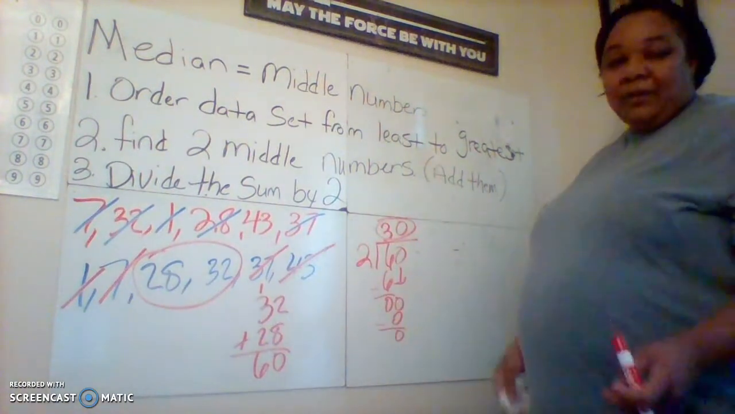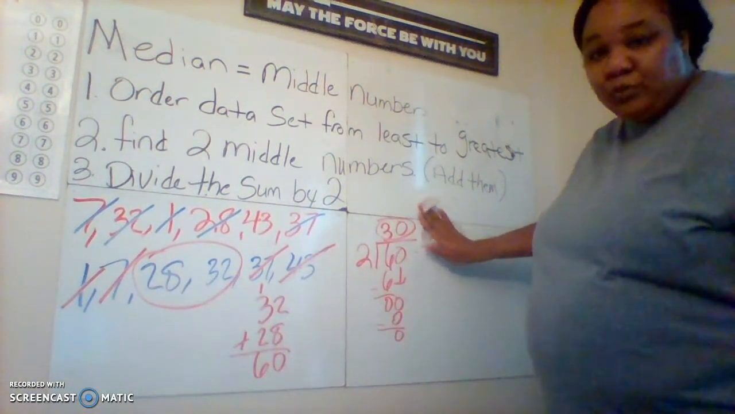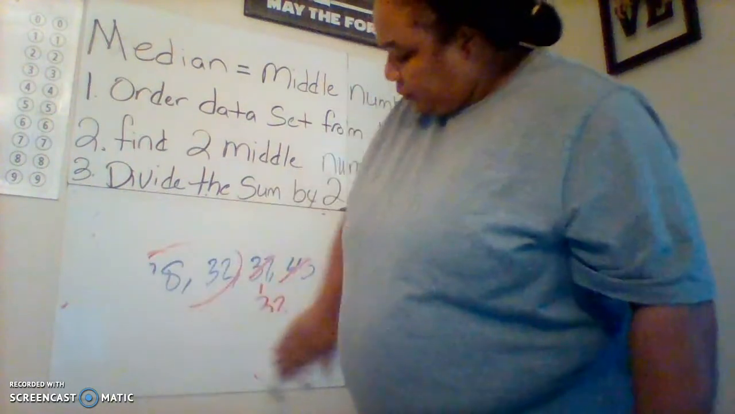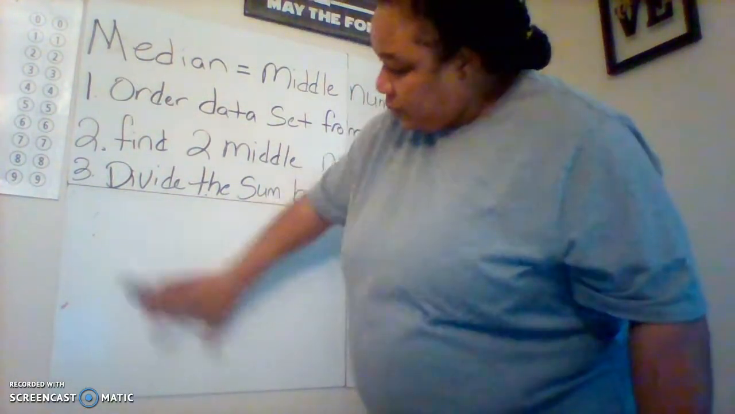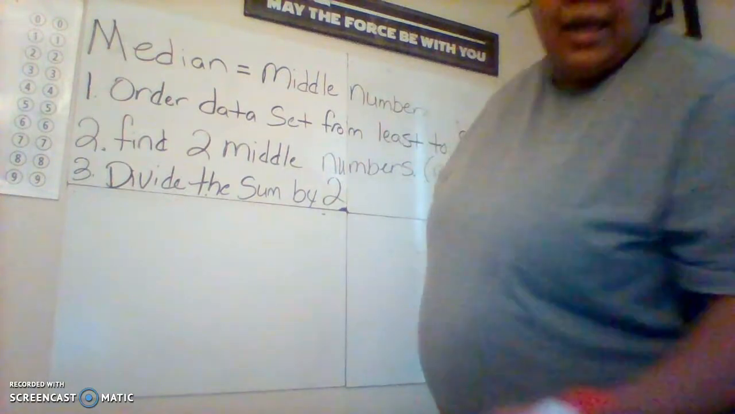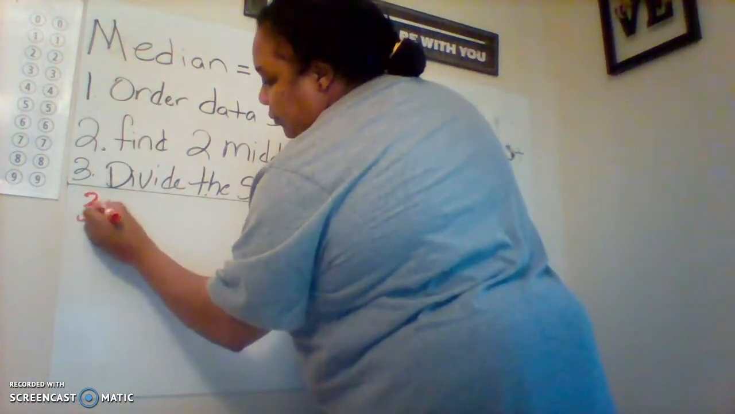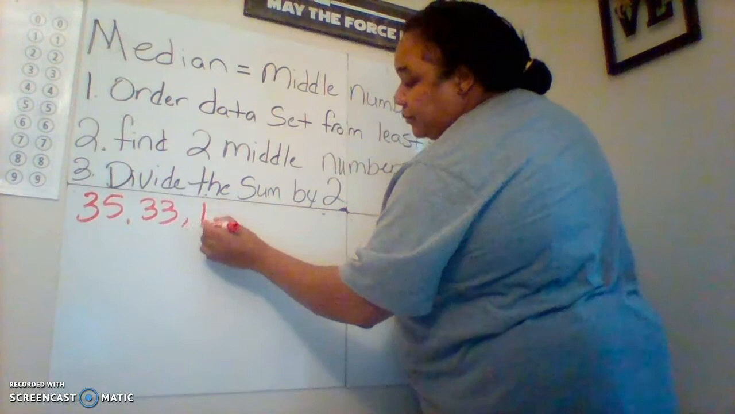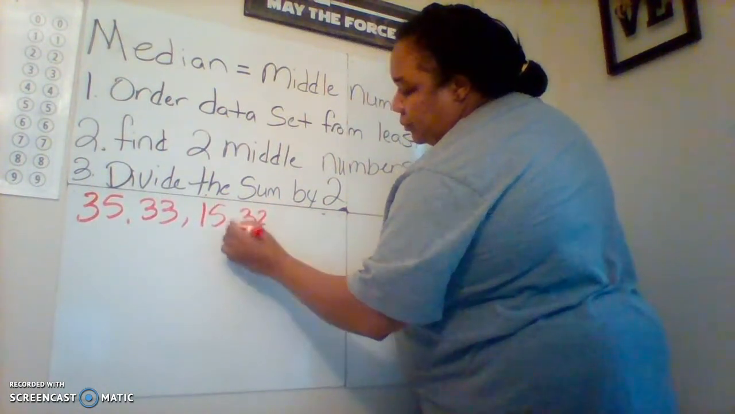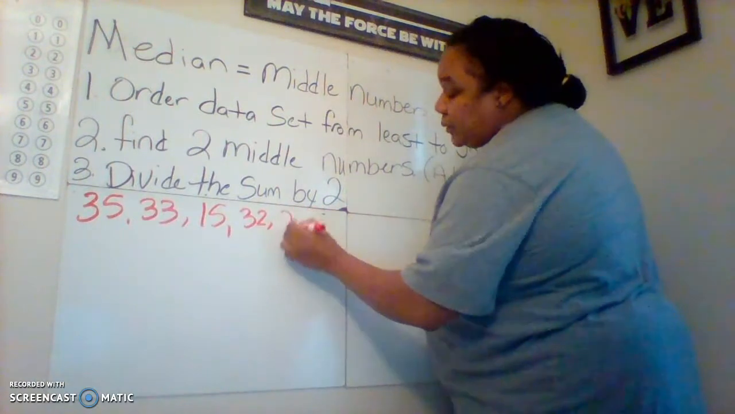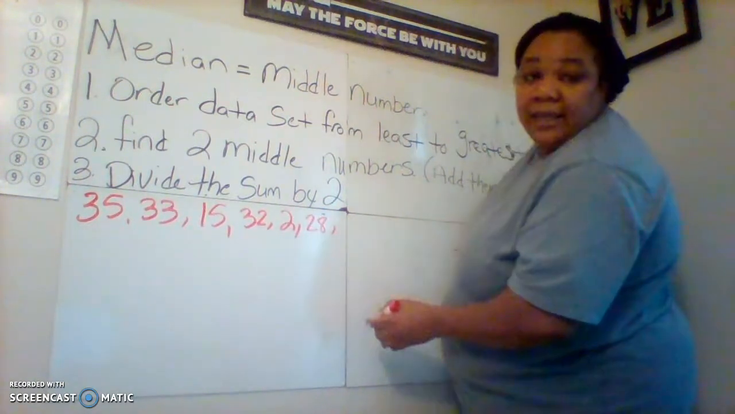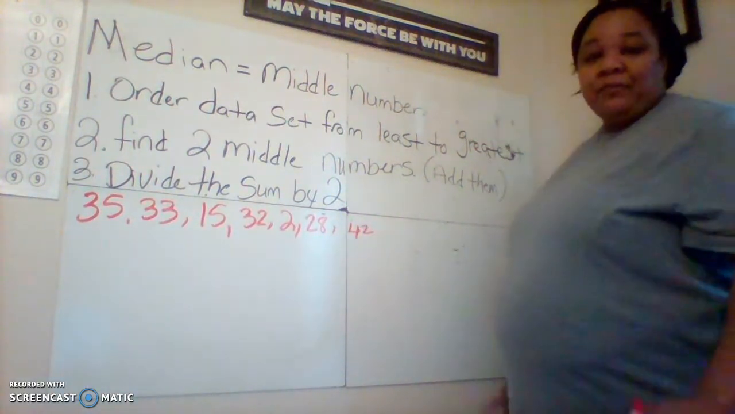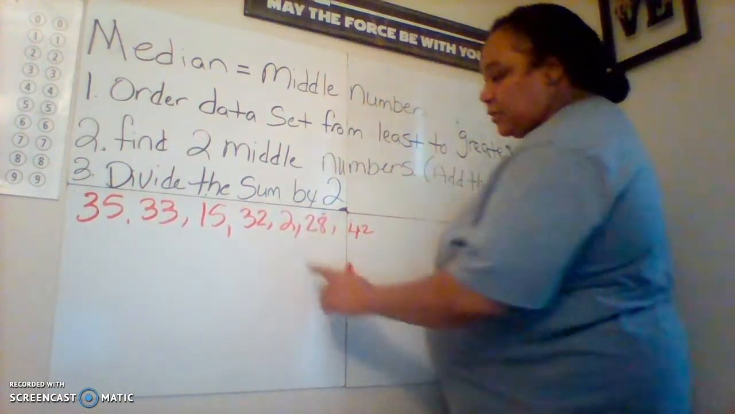Okay? Are we ready for the next problem? All right, let me erase this real quick, and then I'm going to put the data set up. I have 35, 33, 15, 32, 2, 28, and 42. Order them from least to greatest, step 1. So I have a 2.